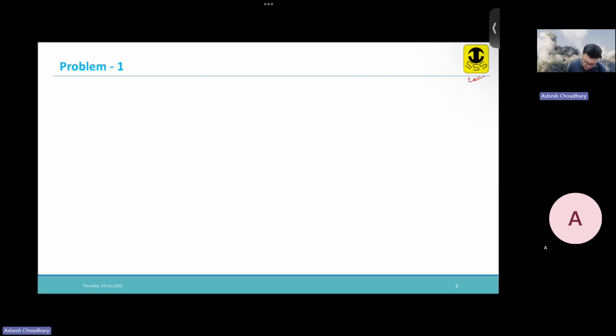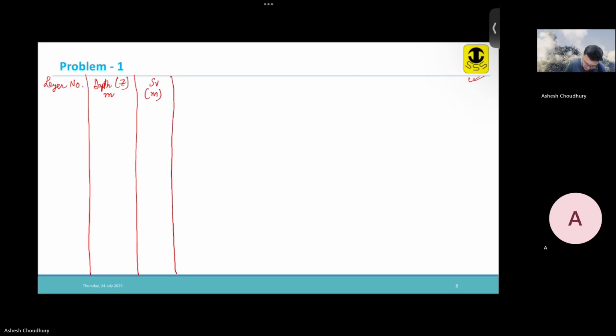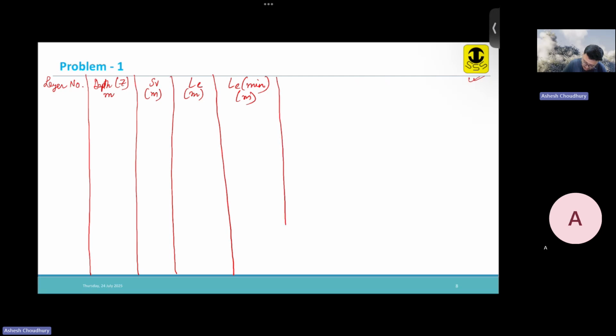So in the table, my first column will be layer number. My second column will be depth Z in meters. Then I will add my spacing also in meters. Then I have my LE that I will find out, that is in meters. Then I will have my LE minimum, the minimum LE that has to be given.